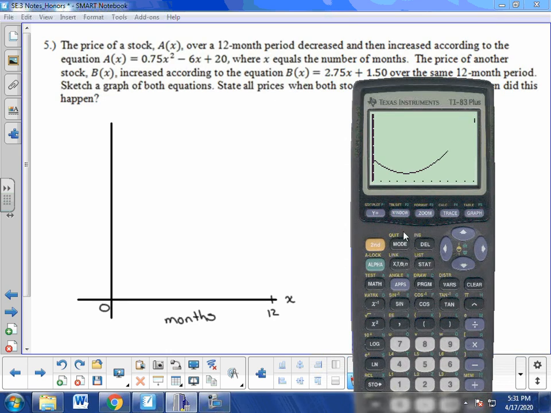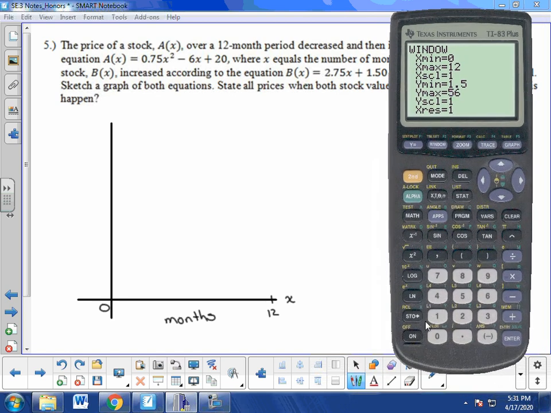And now I can sketch my curves. My window right here is not showing all the way down to the x-axis, so I'm actually going to bring this down. I'm going to set my y minimum to 0. You don't have to, but I always draw the x-axis in my picture, so I'm always going to include the x-axis on my window so that I can see that.